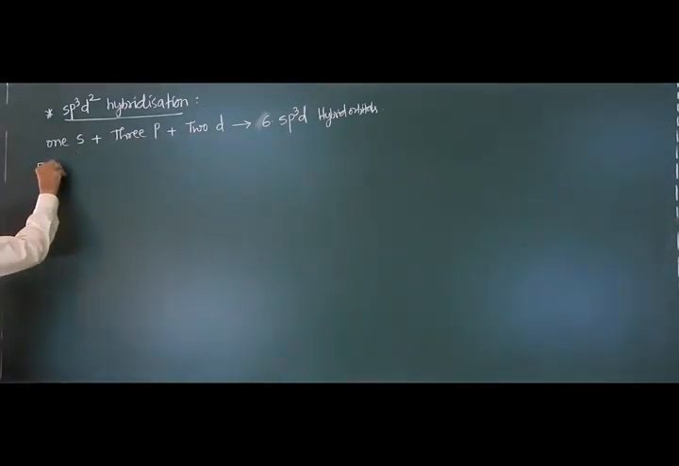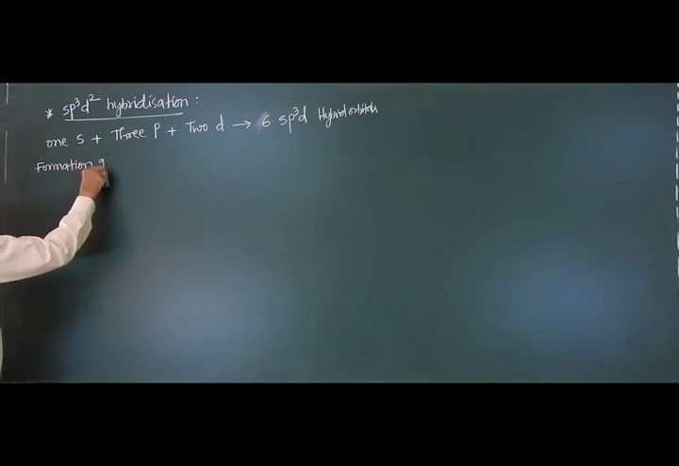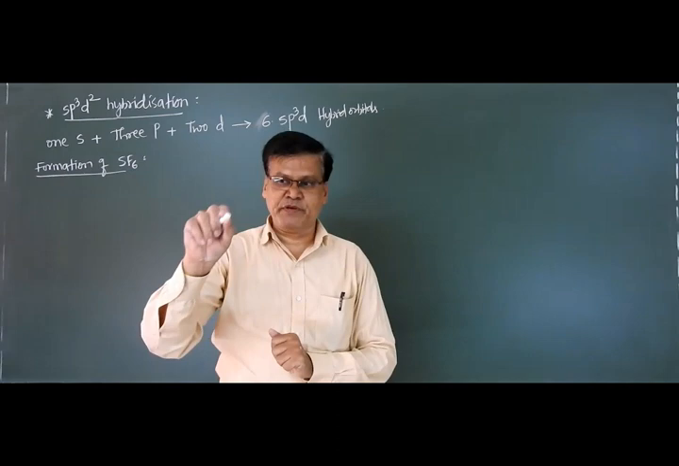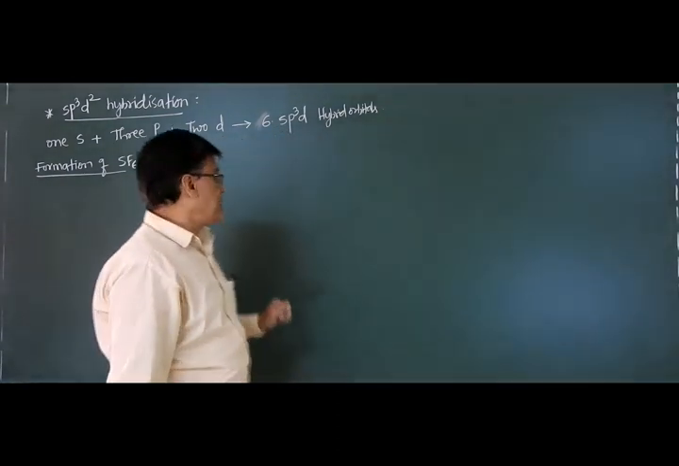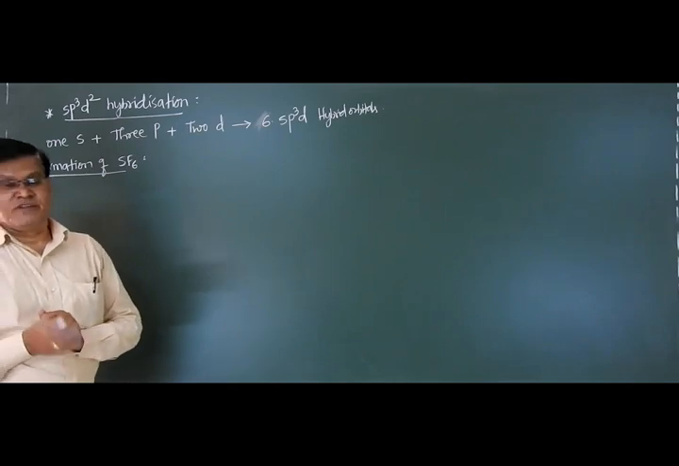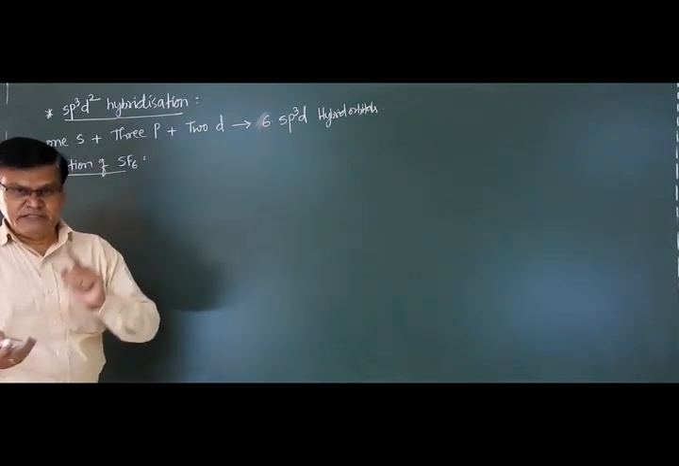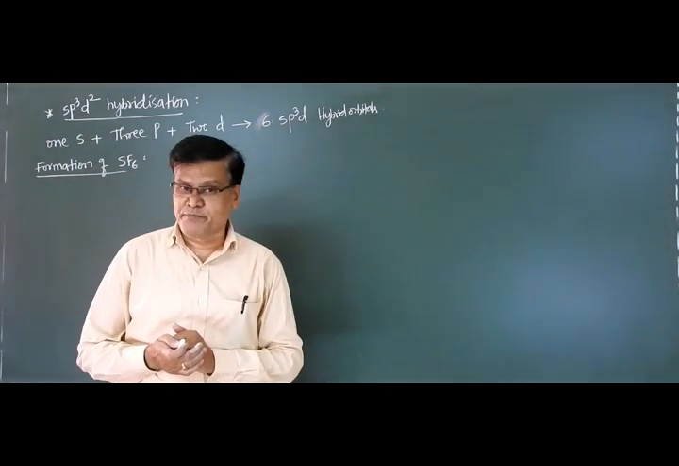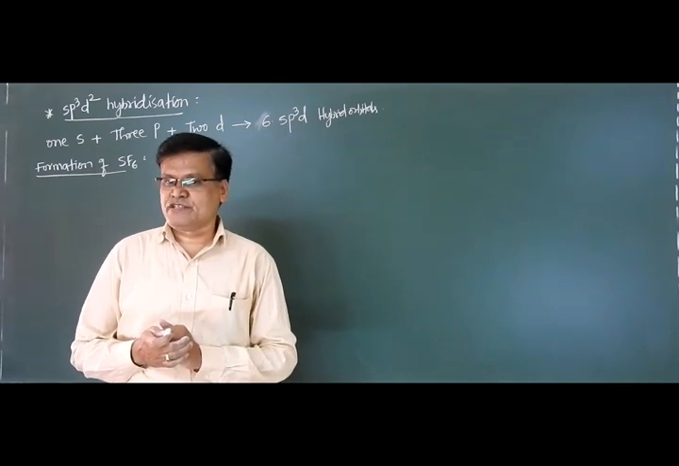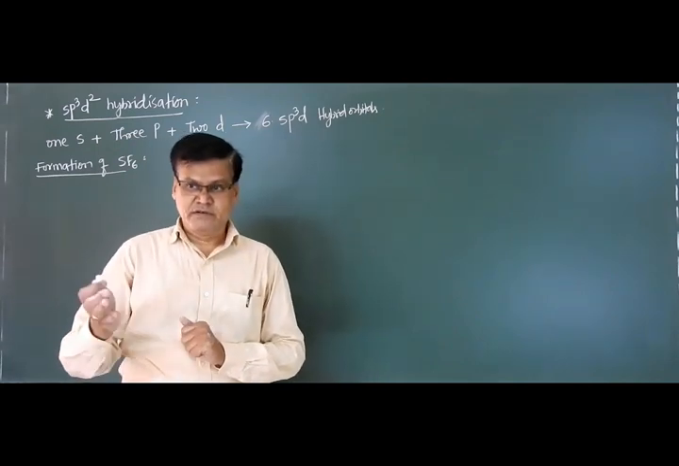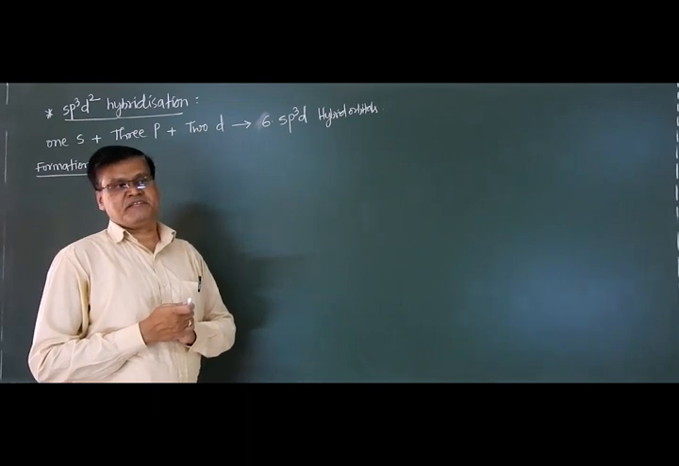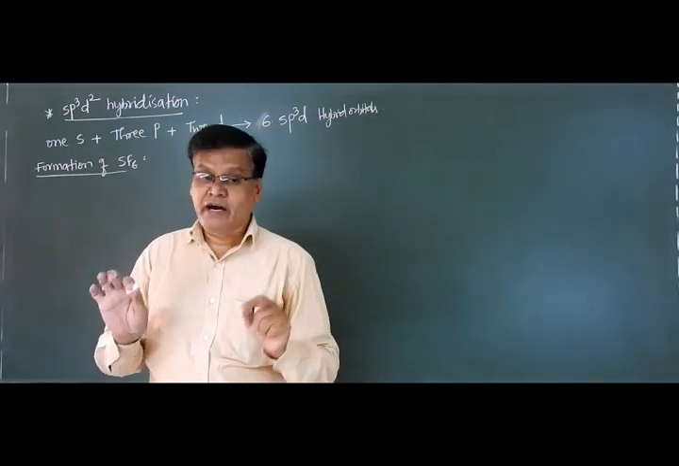Formation of SF6. Now one more important point here: 3 p orbitals means px, py, pz are all involved in hybridization, right? And 2 d orbitals. In the previous one, sp3d hybridization, one d orbital is involved in hybridization. Which d orbital is involved? Very important question. In sp3d hybridization, which orbital is involved among the d orbitals? Just see the book.